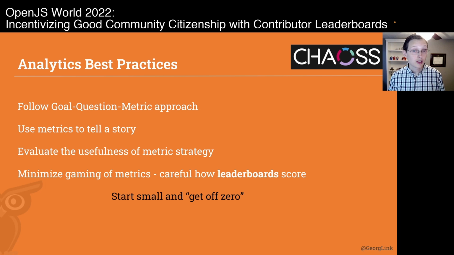And we also want to think about the usefulness of the metric strategy. Are we able to achieve our goals? And maybe we need to tweak our metric strategy.